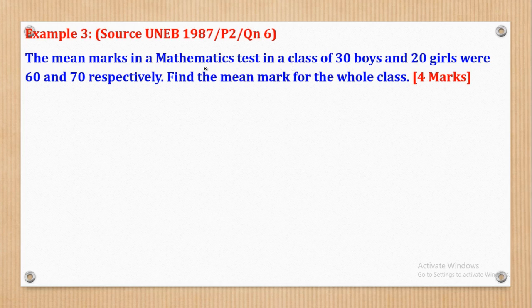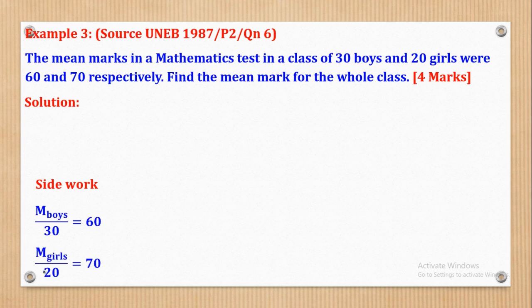What we shall do, we shall say that if 60 is the mean mark for 30 boys, it means that the total mark for all the boys will be got by saying M, which is the total mark for all the boys, divided by the 30, which is the number of boys, will be equal to the mean, which is 60. Therefore the total marks for all the boys will be got by saying 30 times 60. What about for the girls? Girls shall do the same.